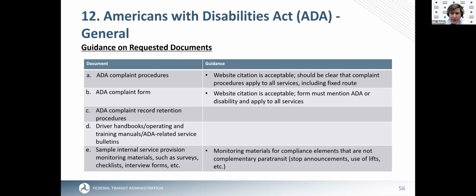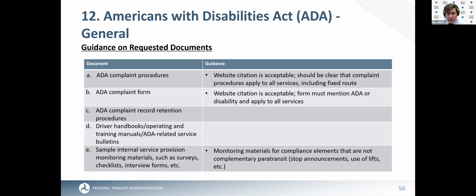So you want to have a checkbox for ADA/disability discrimination, a checkbox for discrimination on the basis of race, color, national origin, a checkbox on just customer service, whatever. You need to make that very clearly differentiated. So that's something to keep in mind. So for your reviewer, again, provide complaint procedures and the complaint form to them so they can take a look at that. The next item in ADA general is the ADA complaint record retention procedures.